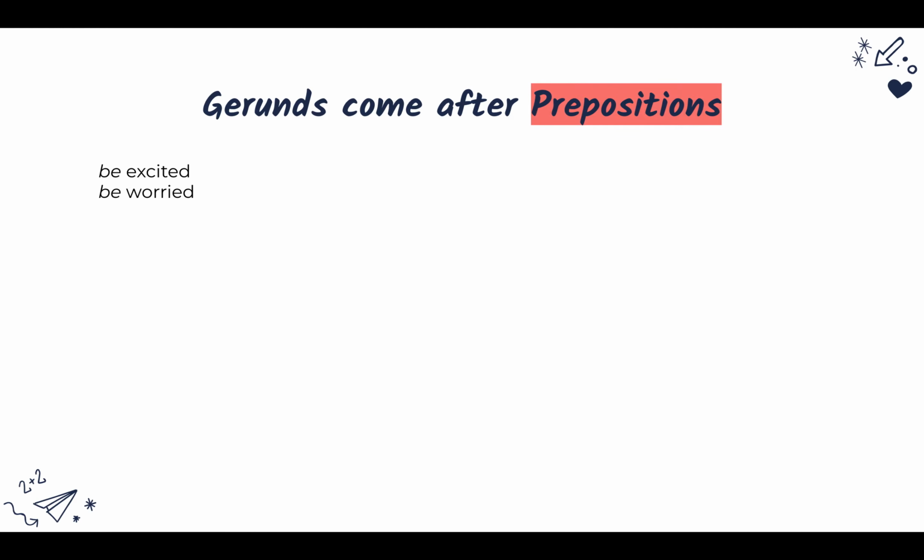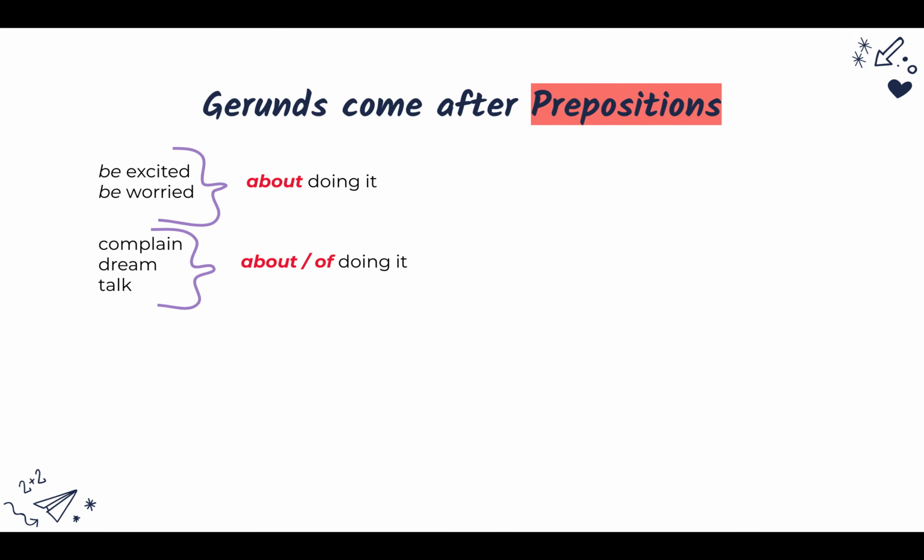So today I'm going to give you a few categories of verbs that use the same preposition. For example, be excited and be worried both use the preposition about, right? See if you can guess these verbs. What preposition would you use after complain, dream, and talk? Well, we can use about, or we could use of, right? And they have the same meaning. Talk about, talk of. Dream about, dream of.